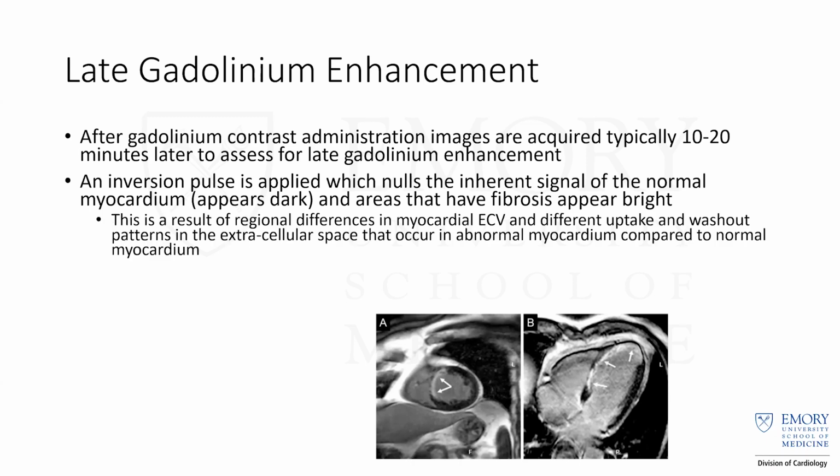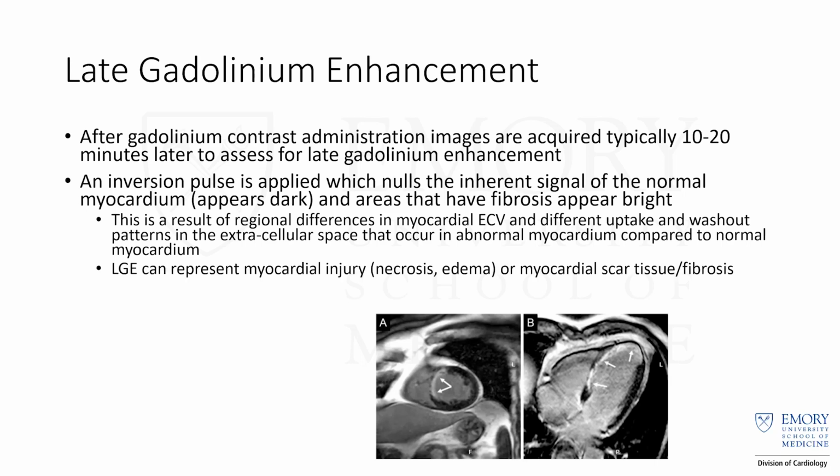The reason that this lights up is that there are regional differences in the extracellular volume and different uptake and washout patterns in the extracellular space that occur in abnormal myocardium compared to normal myocardium. So this is representative of lots of different things. It's anything that will disrupt the extracellular volume and the cells themselves, representative of myocardial injury. So necrosis, edema, myocardial scar tissue, and fibrosis are all going to show up on your late gadolinium images as enhancement.